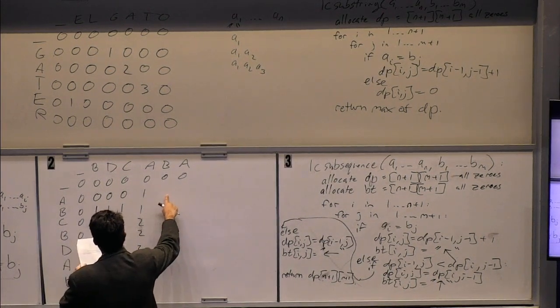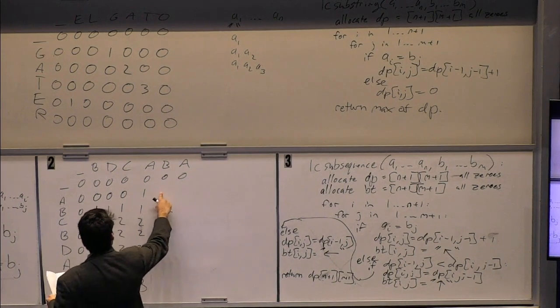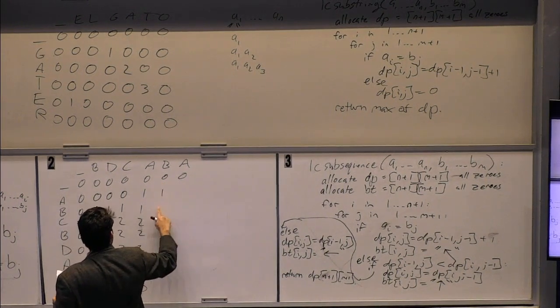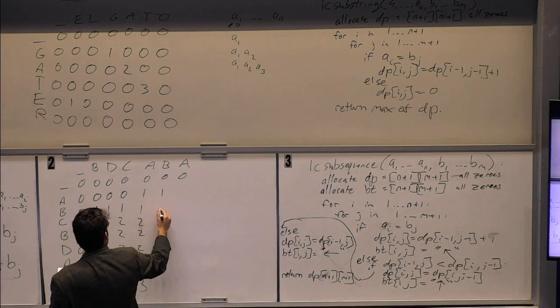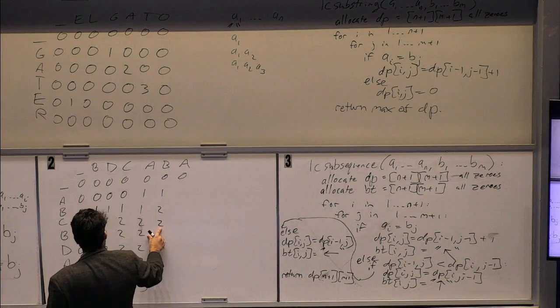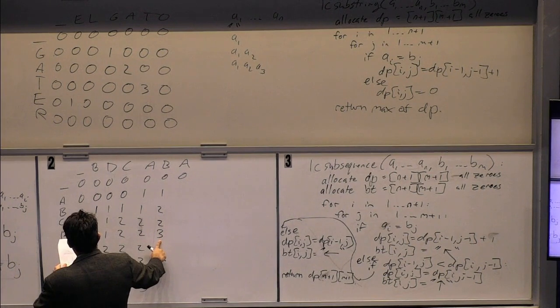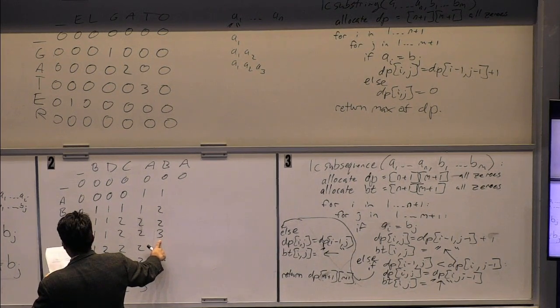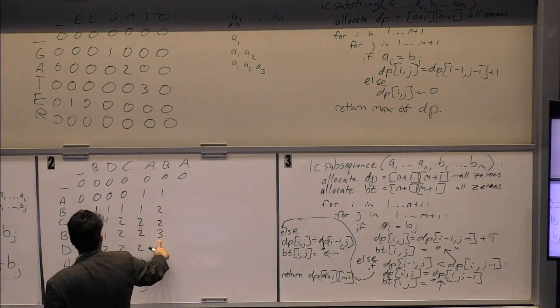What's the longest common subsequence of A and A? Well, A does not equal B, so we simply take the max of these, which is going to be 1. B equals B, so we take this one plus 1. C does not equal B, so we're taking the max of these two. Well, B does equal B, so we take this 2 plus 1 is 3. Is that right? BCB and BCB, right? So that is correct.